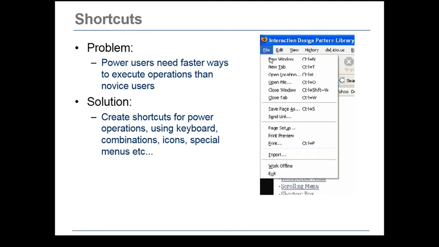Using shortcuts, as you will see in this diagram, this is an example of particular shortcuts. The user will use the Control button plus some other button. So this is the shortcut button you can provide in your application. So what is the problem behind that? Whenever a user is a power user, they need a faster way to execute operations than a novice user. So what is the solution for that? Create shortcuts for power operations using keyboard combinations, icons, special mouse actions, etc.